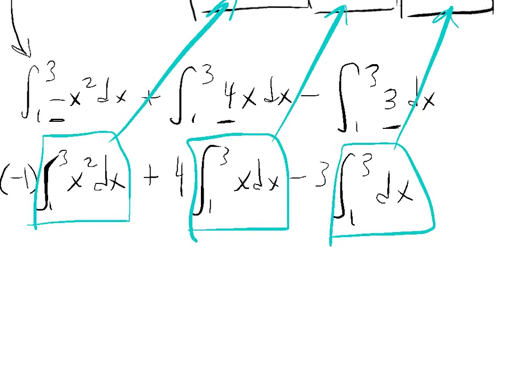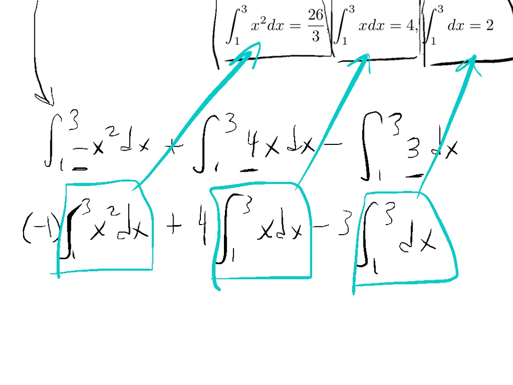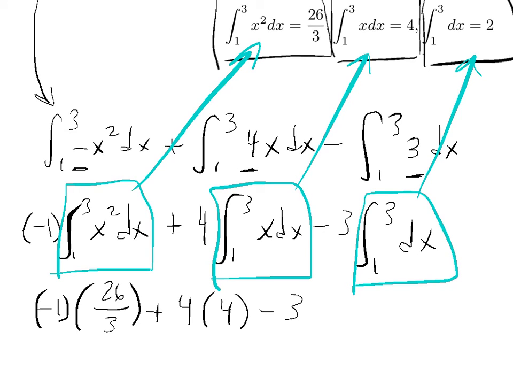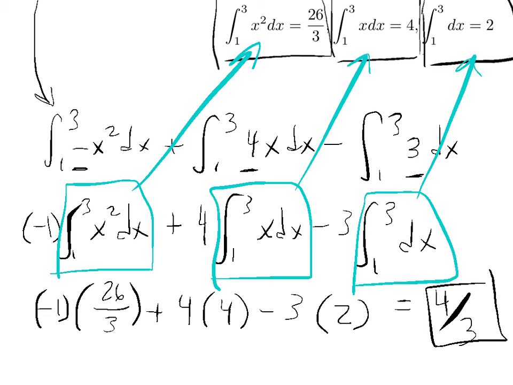Now we can plug in exactly our values. So this one is negative 1 times 26 over 3. This one is 4 times 4. And this one is minus 3 times 2. And we add those all up and we get positive 4/3. Simple enough?